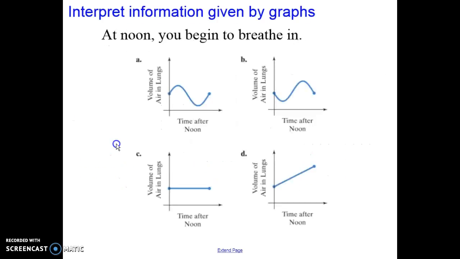Now let's talk about reading a graph a little bit. Here's a fun problem. At noon you begin to breathe. Which of these 4 options, this is a multiple choice question here, do you think best models that situation? Take a second, press pause if you need to, and take a guess. Correct answer is A, because you begin to breathe in, which means the volume of air in your lungs needs to start by going up, and then when you breathe out, the volume goes down until you start breathing in again. Let's try another one.